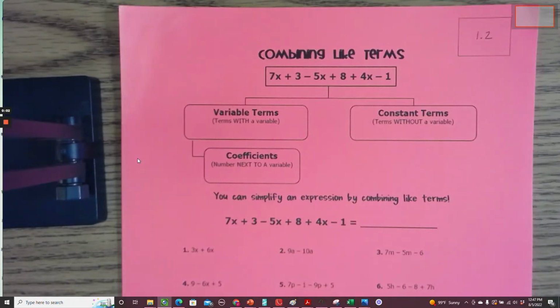This video is for the combining like terms notes. So the next thing that we're going to do with these expressions, and a skill that we need for algebra, is how to combine like terms. So first, what are like terms?